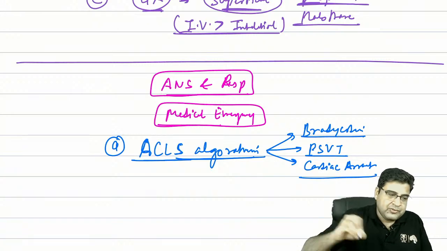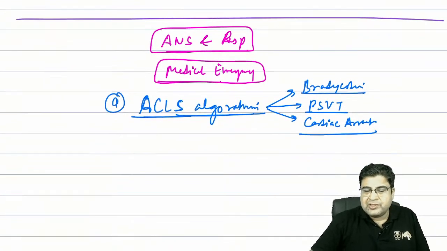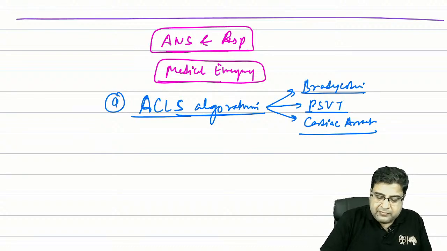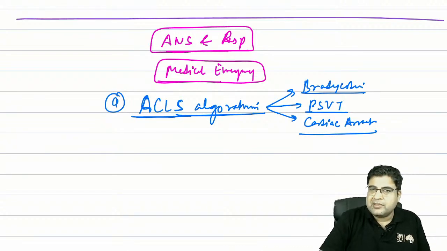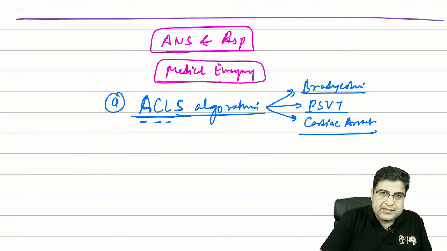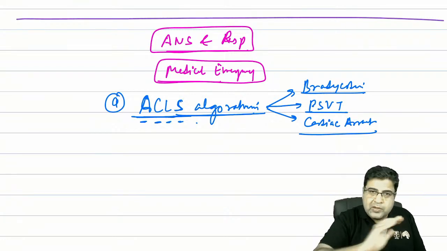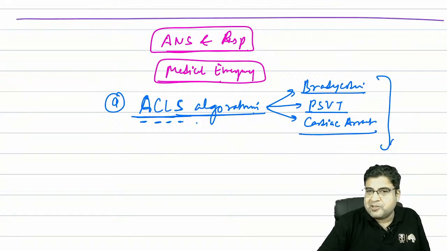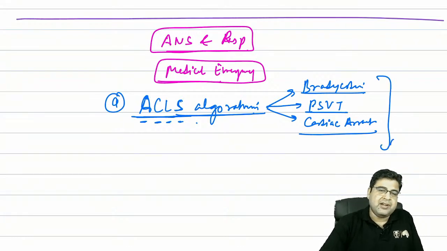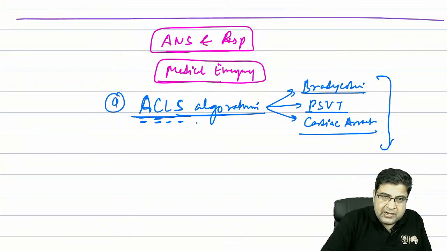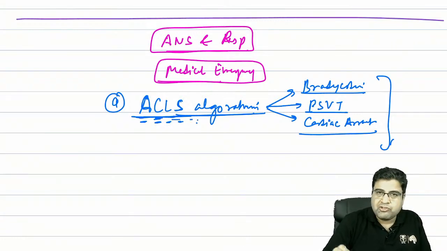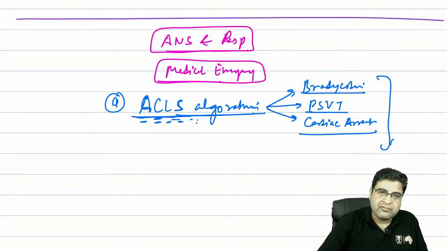All three questions were there in the same exam. That is the advanced cardiac life support algorithm. Any doctor, not only you or a medical student, anyone should know how to manage patients of PSVT, cardiac arrest and bradycardia. Every doctor should know at any time in his life how to control these three. That's why three questions were asked this time in your NEET exam, and all three are from the ACLS algorithm.